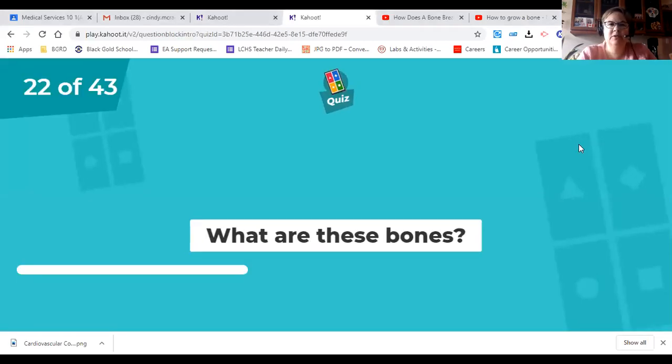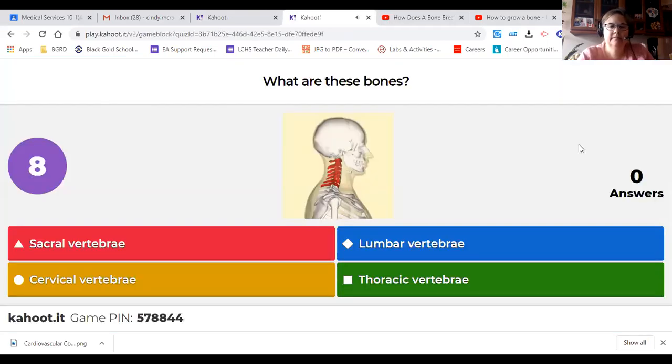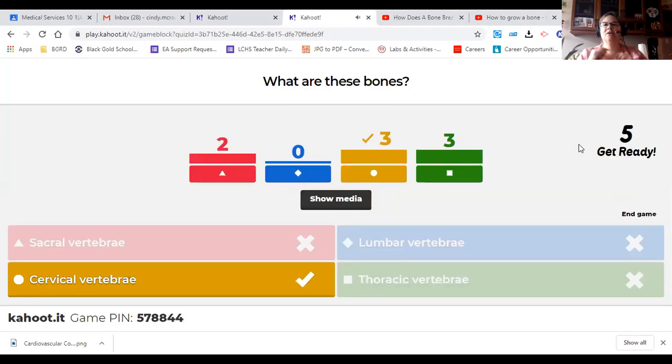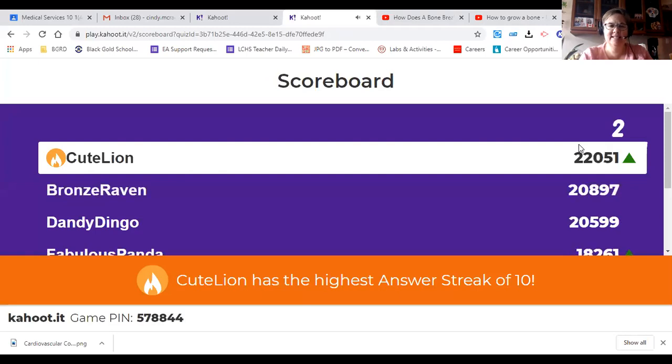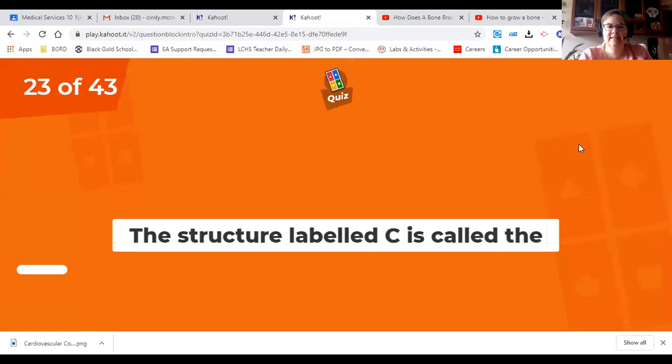Name these bones. So it's a group of bones. The neck bones are the cervical vertebrae. Cervical vertebrae. Ooh, Cute Lion takes the lead. Nice. Fabulous Panda, we're at 4th place.